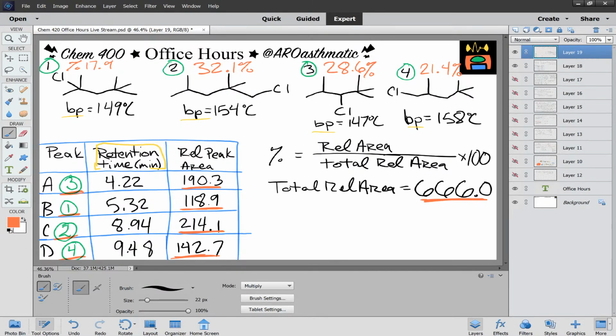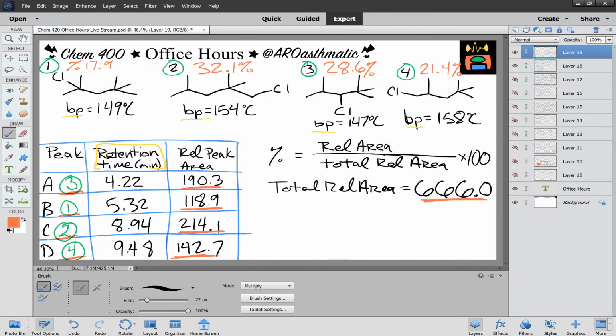Now, this provocative question: do the percentages calculated in part 1 match the percentages calculated from the peak areas? Can you explain why they're different?